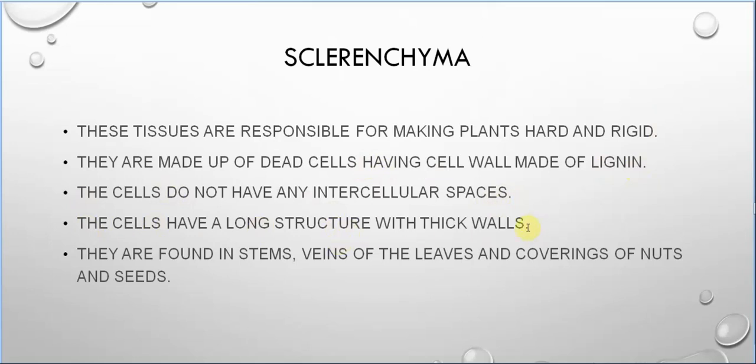The sclerenchyma, whatever cells are present in the sclerenchyma, they are composed of thick walls. They are found in stems, in the veins of the leaves, and covering the nuts and seeds. An example of the sclerenchymatous tissue which you can see is the husk of coconut, the outer covering of coconut. It is also composed of sclerenchymatous tissue only.